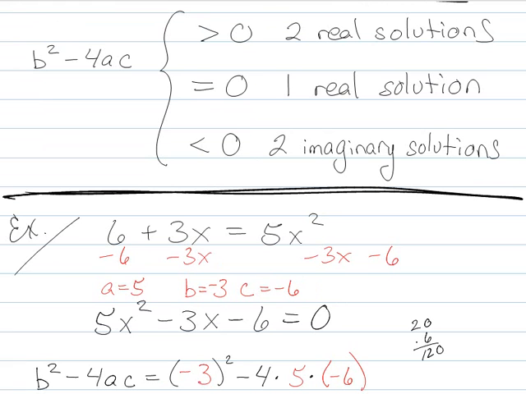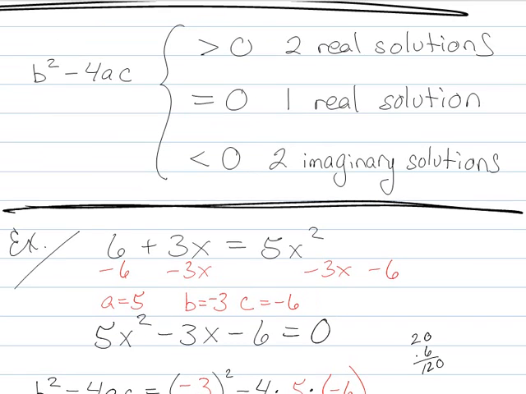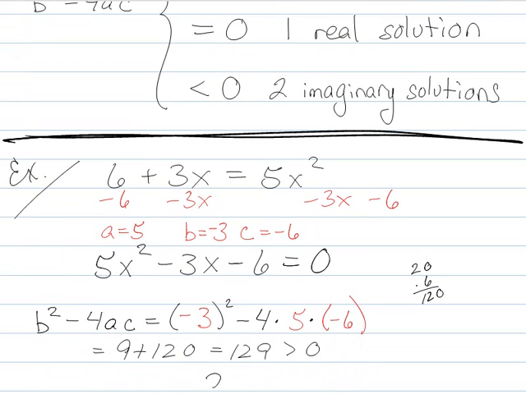So I would look at that and I'd say, okay, that's greater than 0. So according to my little chart up here, and according to the analysis that we just did, that means I have two real solutions. Okay? That's about as bad as they can make it. Or they could put fractions in there, I guess.